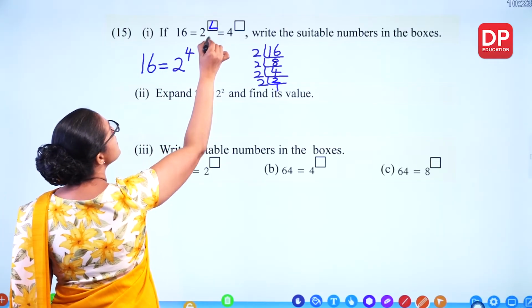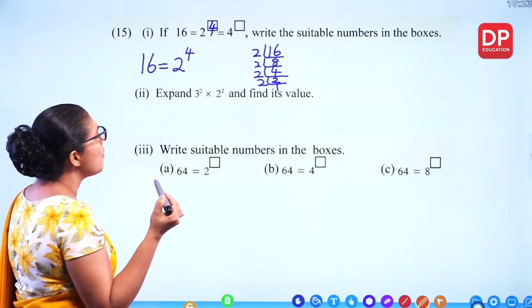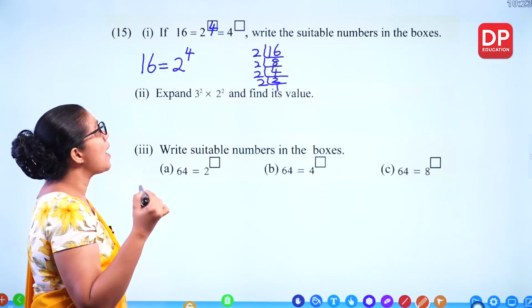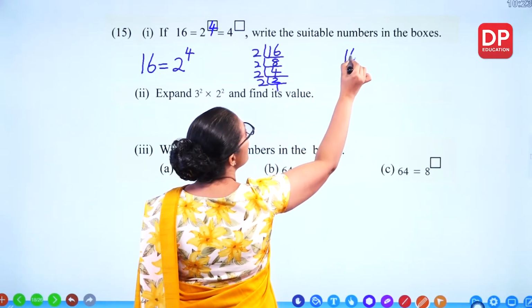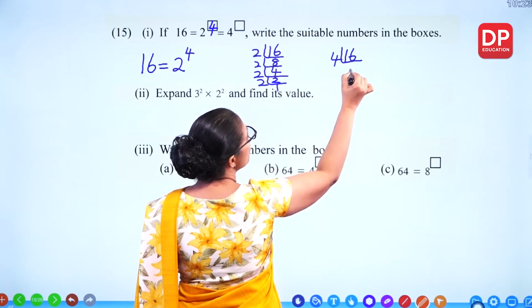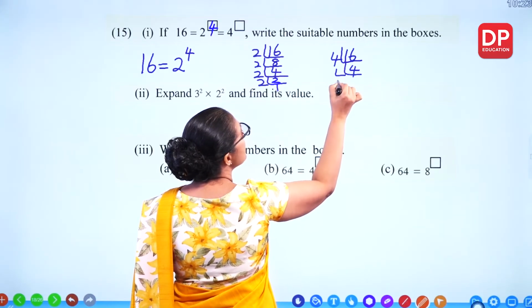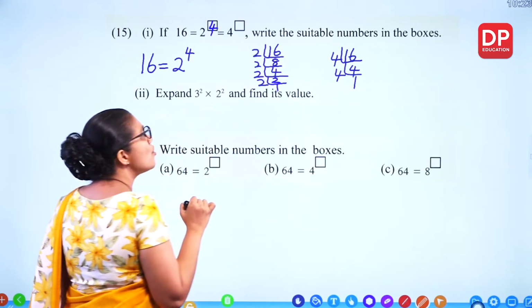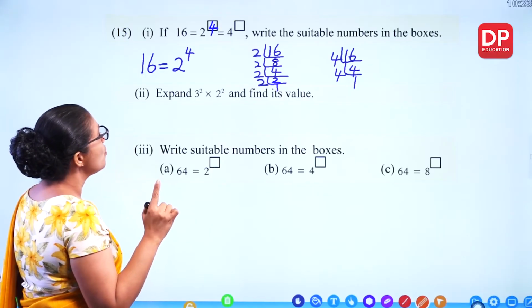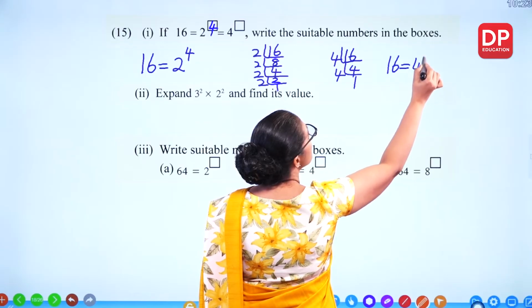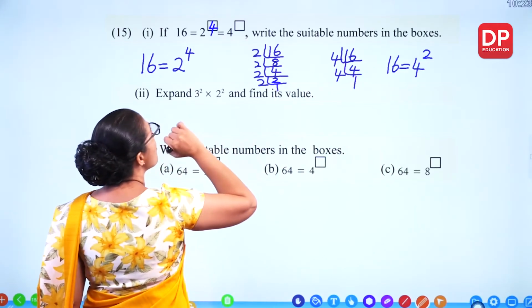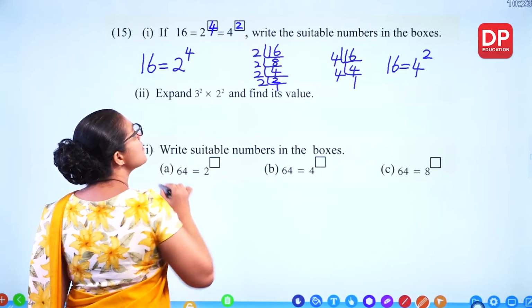So 4 comes here. How do we find out how many times you can divide by 4? We can divide 16 by 4 and see. 4 times 4, 16. Divide again by 4, you get 1. So you can write this as 4 squared. 4 times 4, 2 times. You are multiplying. So this becomes 2.